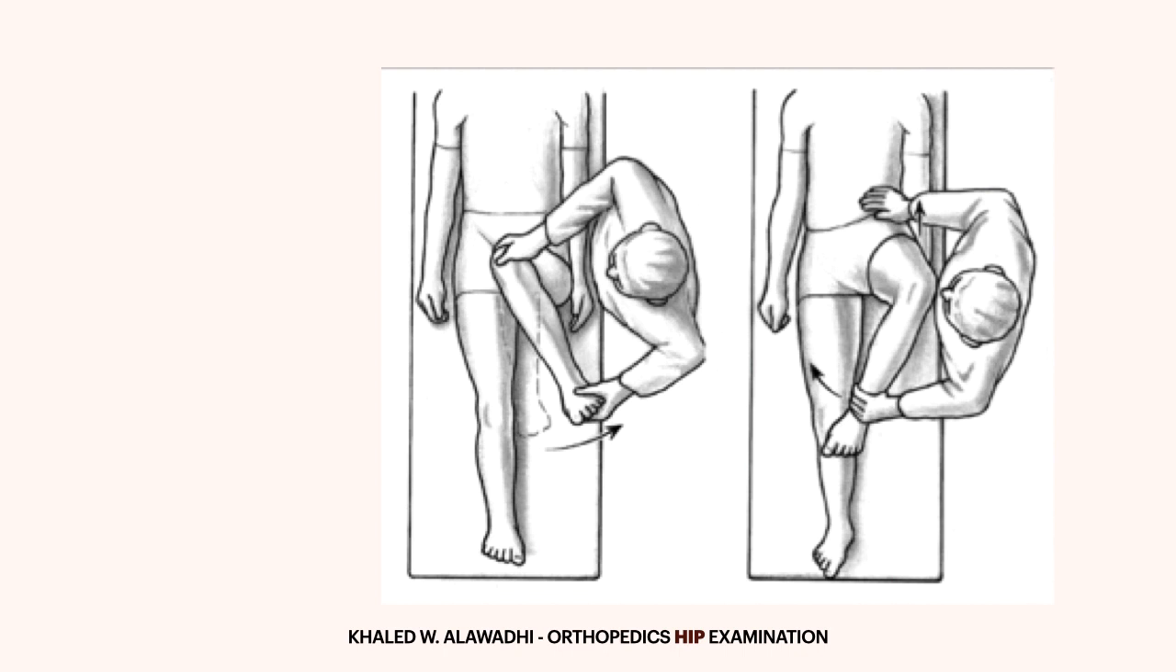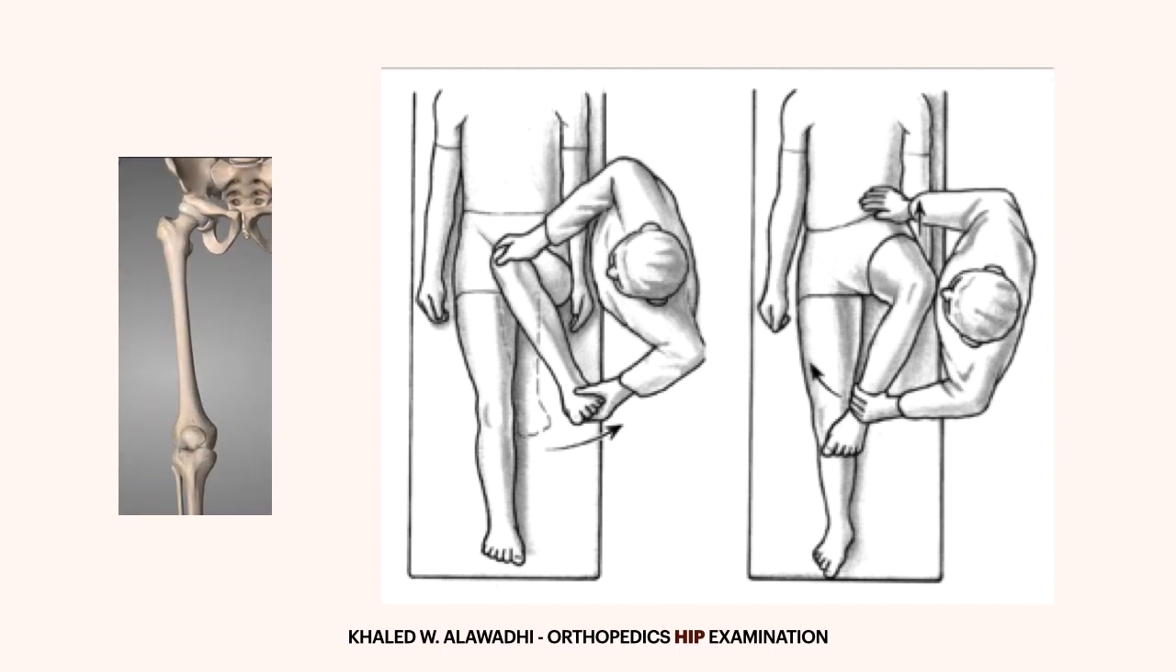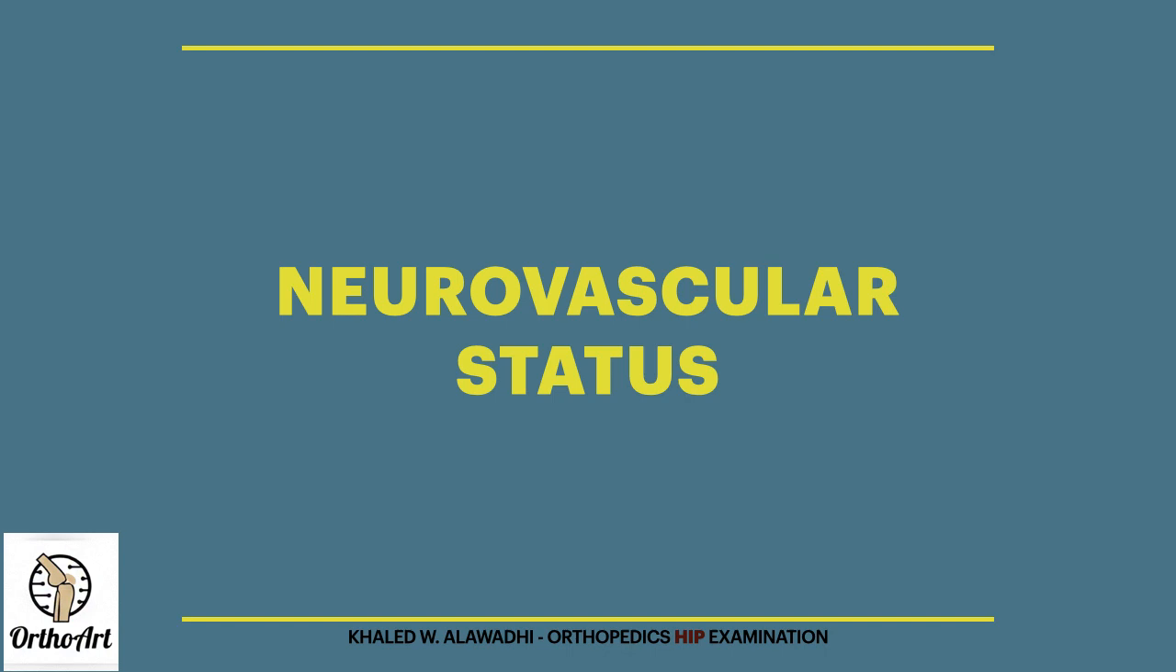this is the examiner, the doctor. He's stabilizing the pelvis on that side, and he's trying to rotate the leg externally. So this is external rotation. We are focusing on the femur. We're not focusing on the foot. The examiner is now trying to internally rotate the femur. So this is internal rotation. So our aim again is the femur, not the leg.